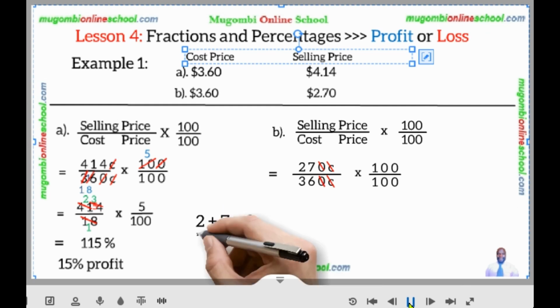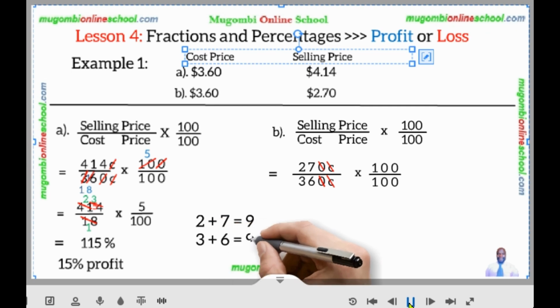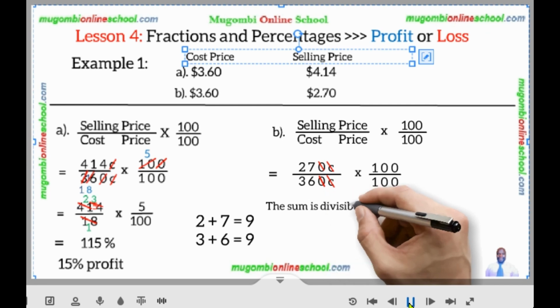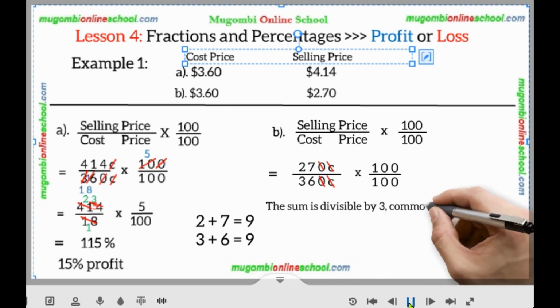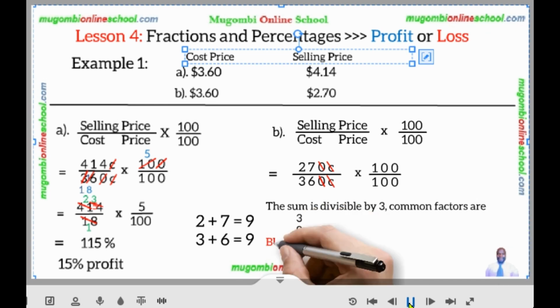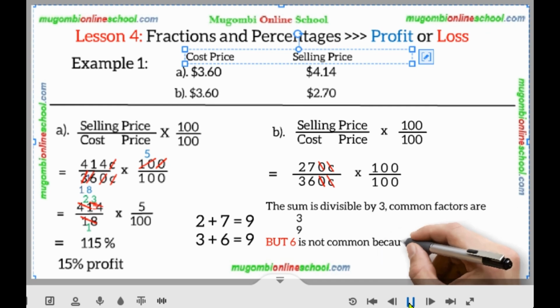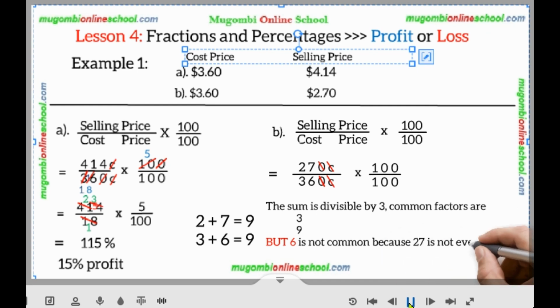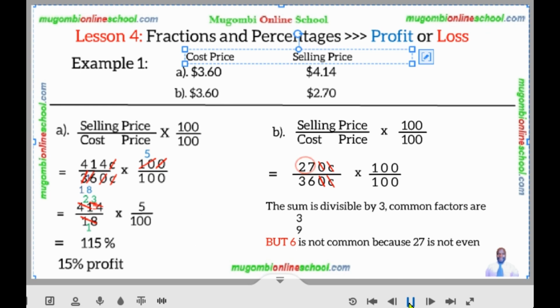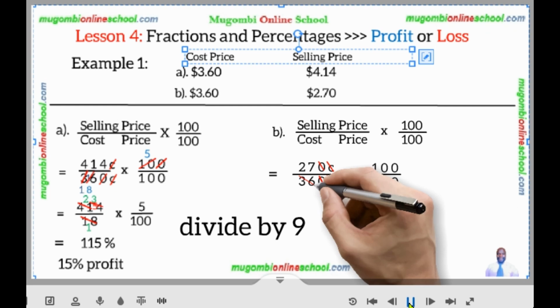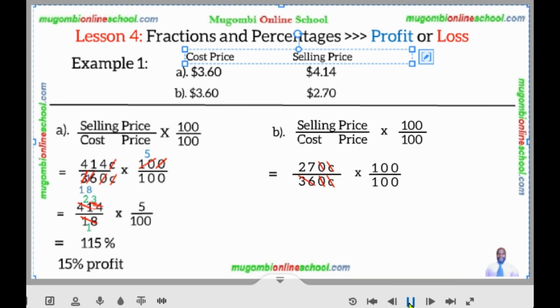In this case, we can add 2 plus 7, which equals 9. Then 3 plus 6, which also equals 9. So if the sum is divisible by 3, it means 3 is a common factor. But in this case, 9 is also a common factor because it is divisible by 9. But 6 is not a common factor because 27 is not an even number. For 6, the sum must be divisible by 3 and the digits must be even. So we have to divide by 9 in this case.